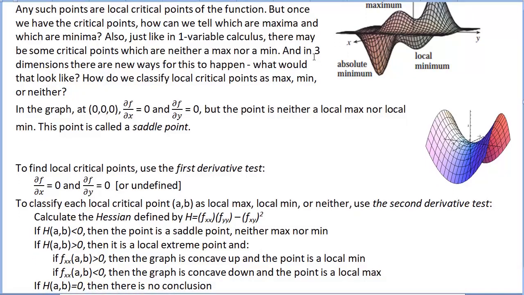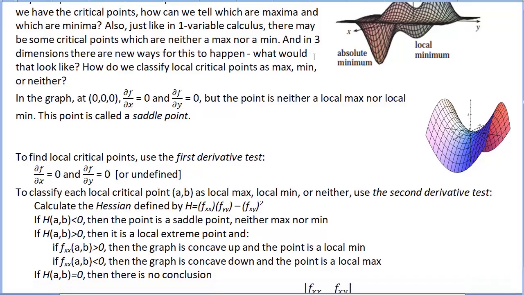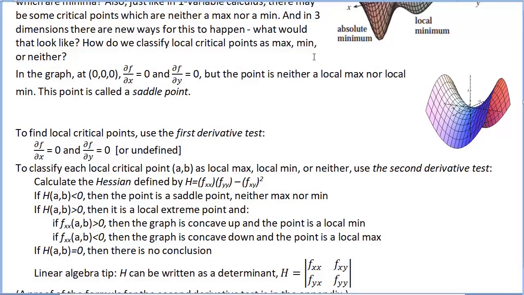And finally, if the Hessian at a critical point is 0, then we say there's no conclusion. There are other fancy tests to tell at that point. We will not worry about that or go that far. We'll simply stop there. Okay. So to calculate the Hessian, if you're familiar with linear algebra, here's a linear algebra tip. The Hessian can be written as this determinant, sort of the determinant of this matrix of all second partial derivatives.